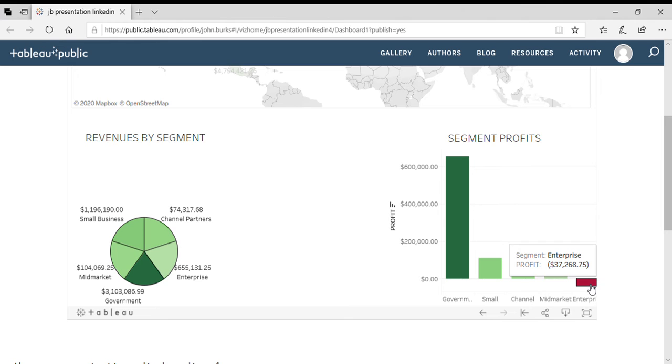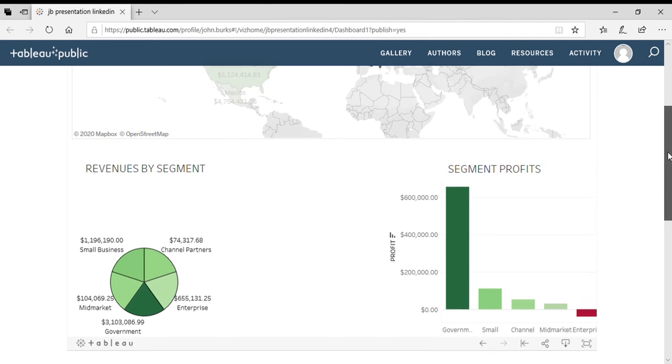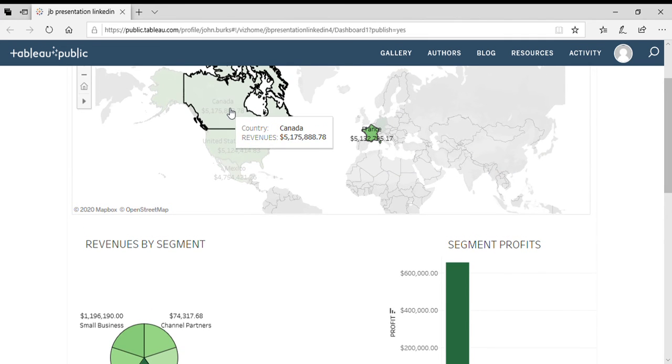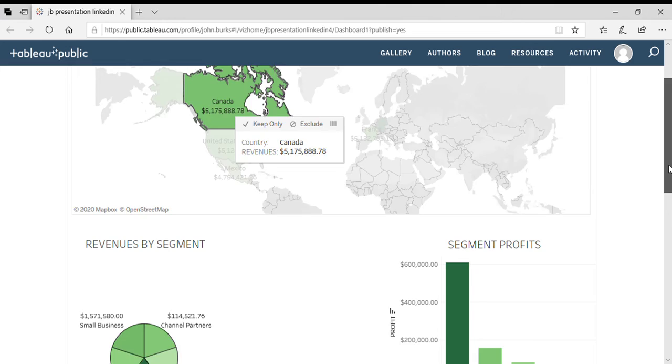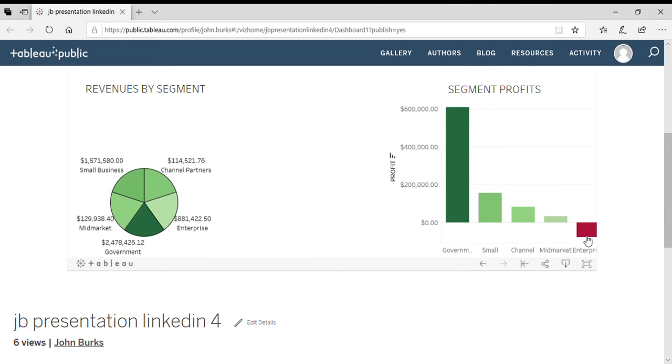The good thing about this map, again, is that it shows you the underperforming segments color-coded in red, so that way it stands out and it can be addressed by management or by the organization. And then we're going to go to Canada. Same thing. Again, our underperforming market or segment is the enterprise. You have your revenues by segment, and then your segment profits. Again, everything is still color-coded.